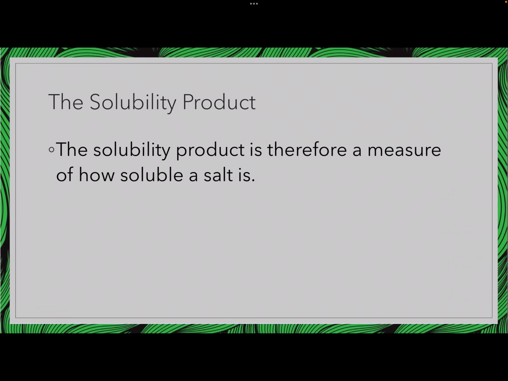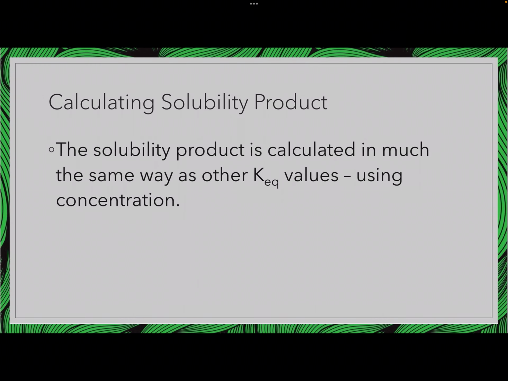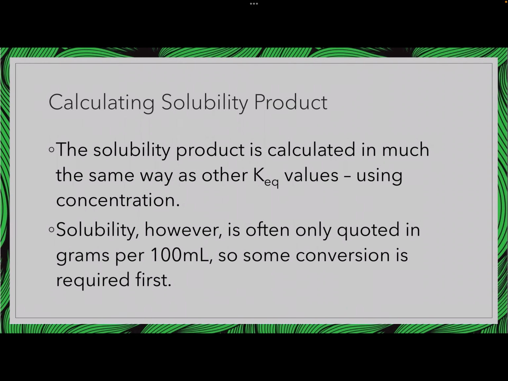Now, the solubility product is therefore a measurement of how soluble a salt is. Basically, the higher the KSP value, the more of our salt will dissolve. Smaller KSP value, the less of a salt will dissolve. The solubility product is calculated in much the same way as other KEQ values, and that's by using our concentrations. But solubility is often quoted in grams per 100 mLs. And this is where people trip up a lot, is that conversion from grams per 100 mLs to moles per liter. But we'll do some examples so hopefully you can understand what we're doing.